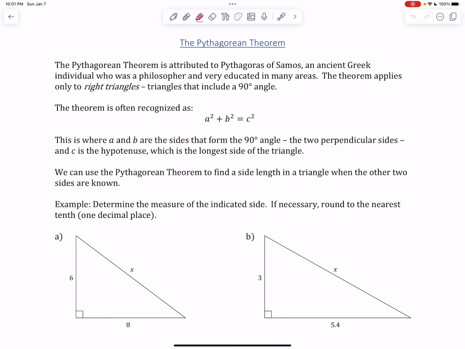Hopefully you're able to get the same. And last step, we have to take the square root of both of these sides so we get rid of that squaring, that power of 2. As a result, when I take the square root of 38.16 to the nearest tenth, I get 6.2. So make sure you can do the same.